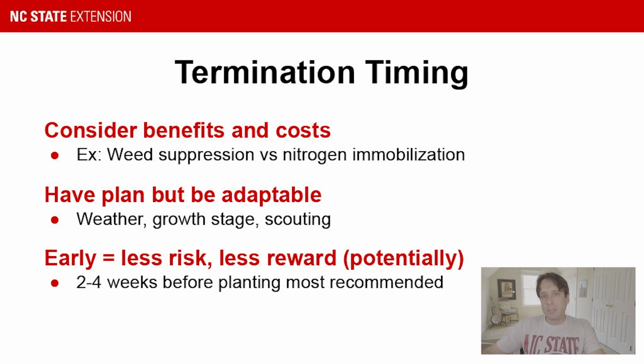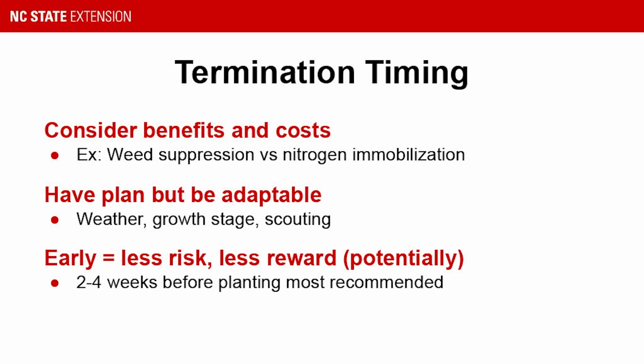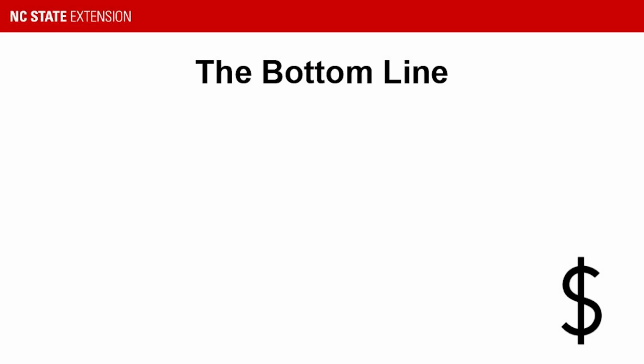I would say 2 to 4 weeks, more specifically 3 to 4 weeks, is perhaps one of the most recommended termination dates. So 3 to 4 weeks before you plant that next cash crop. Especially if you're new to this, probably a good place to start that first year. Adjust a bit if it's dry, you're seeing a pest, something like that. But see how that works and maybe adjust it from there.